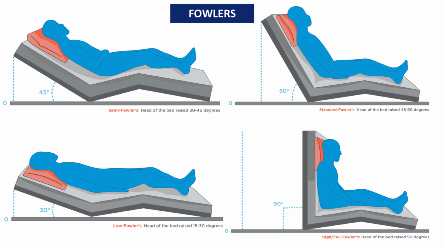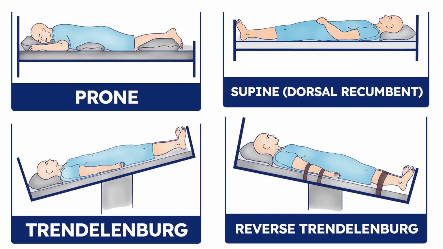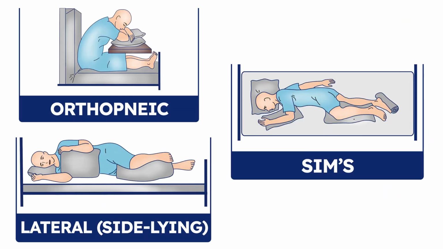You're elevated. Then we have prone, which is face down, supine, which is on your back. We have Trendelenburg, where the feet are raised, and reverse Trendelenburg, where the head is raised. Orthopneic, you see here sitting up, kind of hunched over with some pillows. We have Sims, and we have lateral. So just some terms that you should remember.